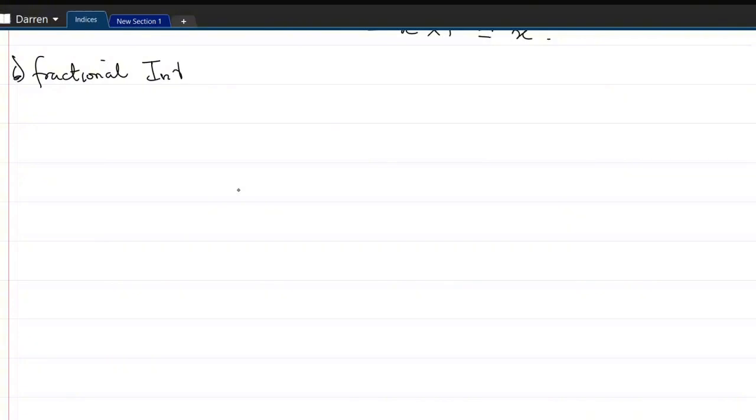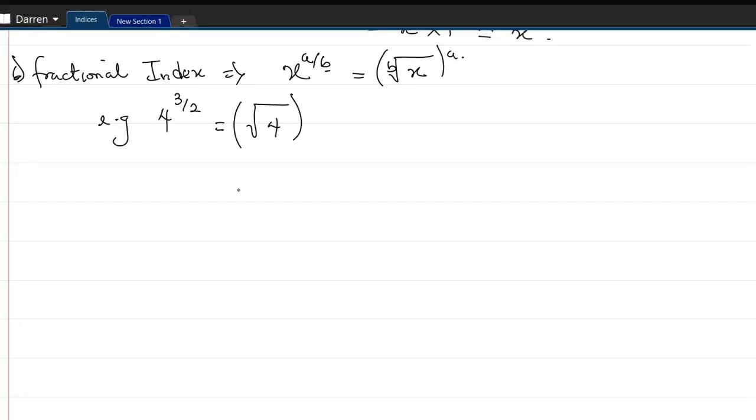Let's go to the fractional index. That's the sixth law, fractional index. The fractional index tells you that if I have x raised to the power of a over b, I would take my b as a root of x and my a as a power. In essence, if I have 4 raised to the power of 3 over 2, I'm taking 2 as the root, which is now the square root of 4, then 3 as a power, raised to the power of 3. That would be equal to the square root of 4, which is 2, then raised to the power of 3. That's going to give you 8.